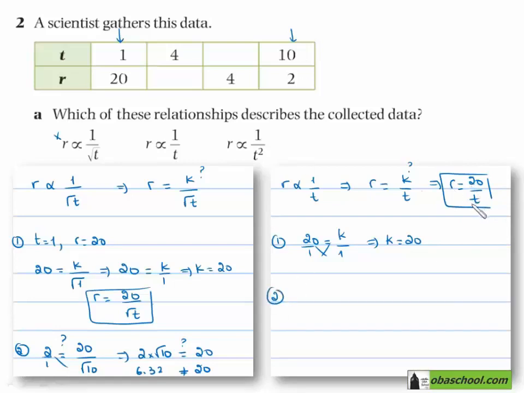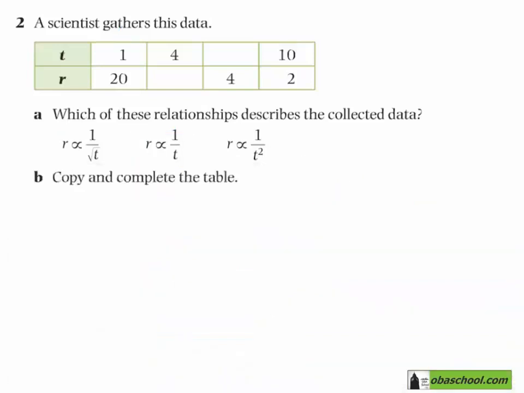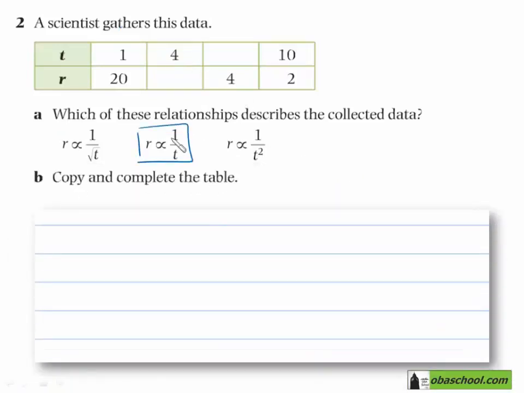Does it work for the second one? Let's see. Again, we put 10 as t and 2 as r. So 2 equal to 20 over 10. So do some cross multiplication. 20 is equal to 20. So that is true. So the second relationship best describes the collected data, and that is the relationship of the whole exercise. Now let's copy and complete the table.